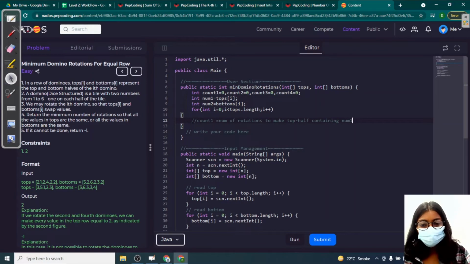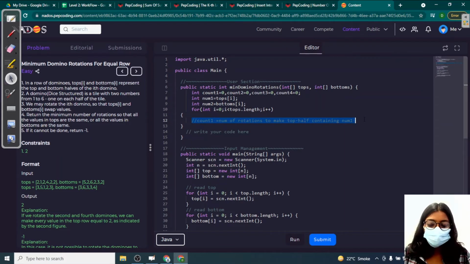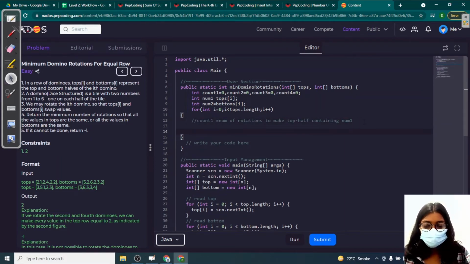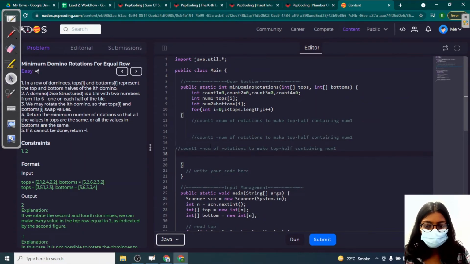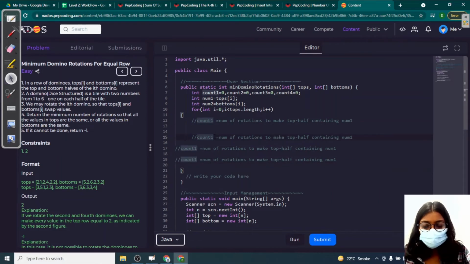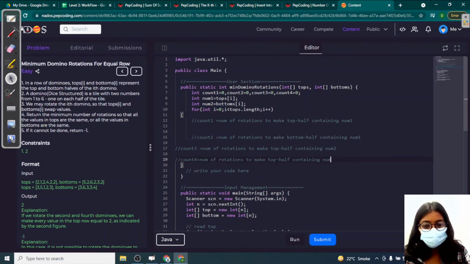Alright, and then I again write the comments for my count 2, count 3 and count 4 also. Okay, so count 2 is number of rotations to make bottom half containing number 1 and then top half containing number 2. My count 3 is number of rotations needed to make top half containing number 2, and count 4 is equal to number of rotations to make bottom half containing number 2.